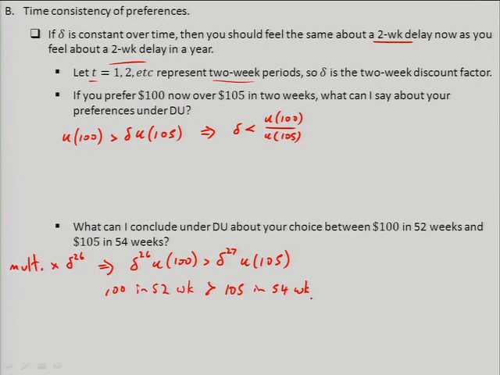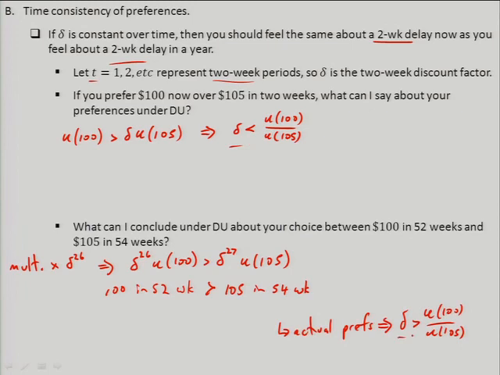And if in fact I find the opposite, which I think many of you said was the case for you, that if I push this delay out a year, your preference would be reversed, that you'd rather wait an extra 2 weeks for another $5, then what that would suggest, so actual preferences imply, is that your delta is actually greater than u of 100 over u of 105. Sorry, that shouldn't be a d, that should be a delta. Okay, so I've got one set of preferences that implies a small delta, another set that implies a large delta. Something must be wrong, right?